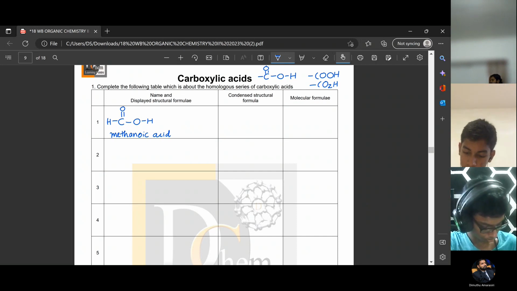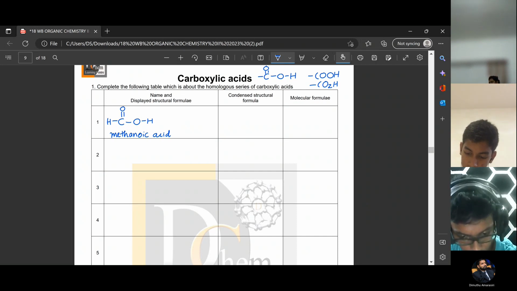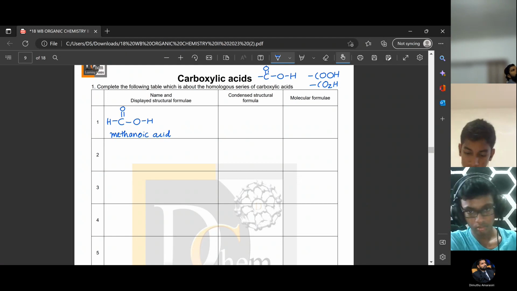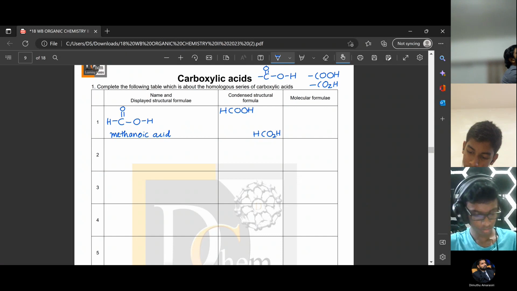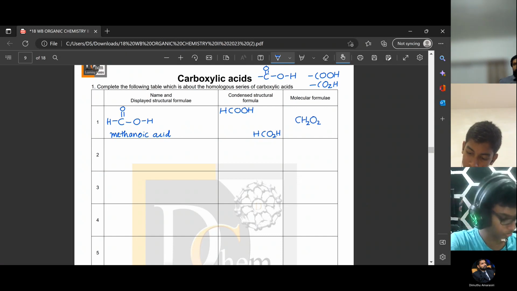If you write this as a condensed formula, that means you don't show the bonds. You show it like this, and I can further condense it and write CO2H. The molecular formula is where you combine all the atoms and write the formula. So then you write CH2O2. That's your smallest carboxylic acid.